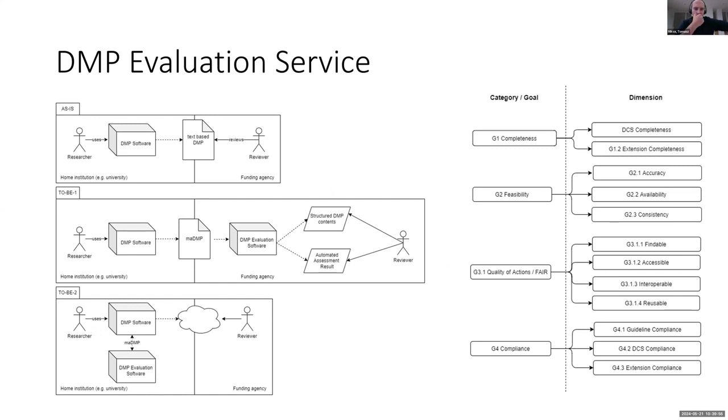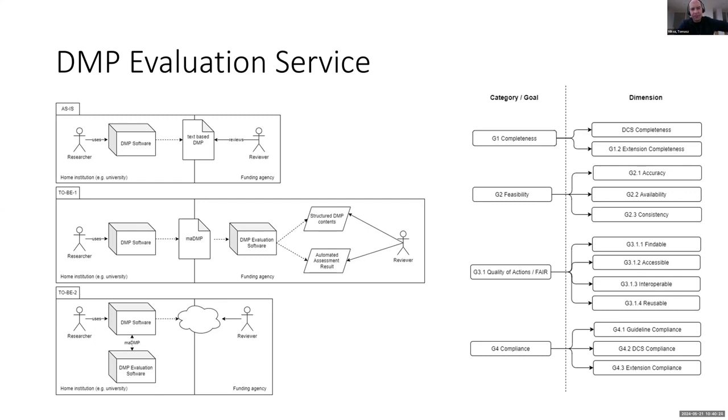So the first one on top, which is described as is what you have currently. You have a researcher using some DMP software, for example, DMPonline. They produce a text-based DMP, which is sent to the funding agency, and the reviewer looks at the PDF and says good or bad. If we want to change the situation using the MA DMPs, I could see two generic scenarios, the 2B1, which is in the middle.